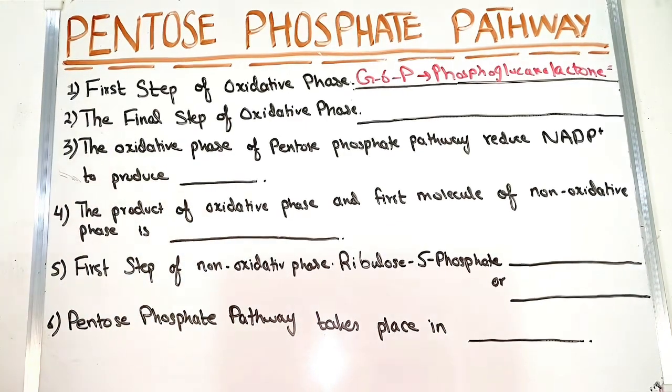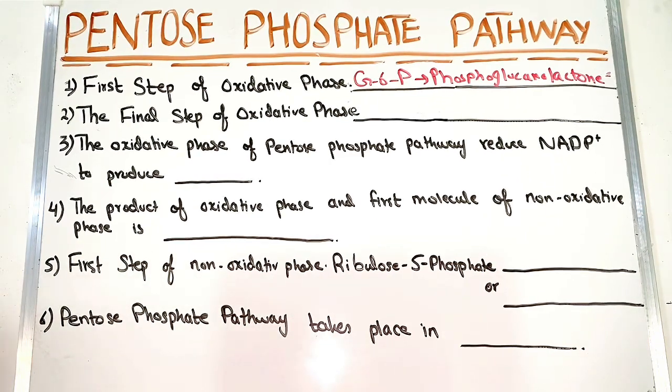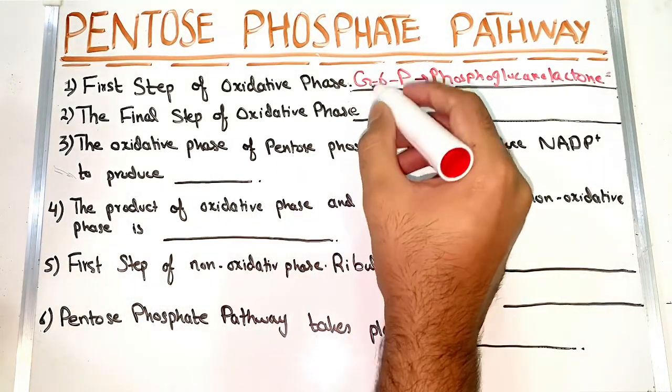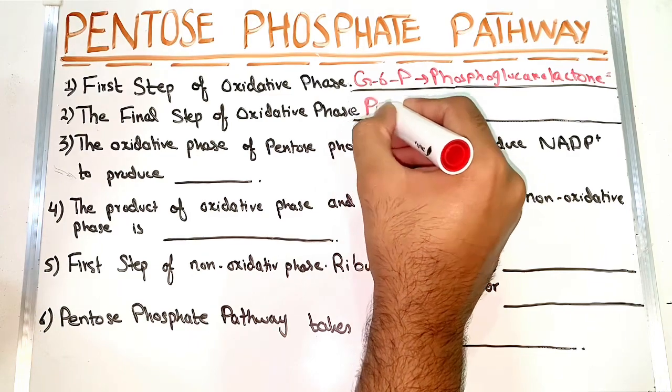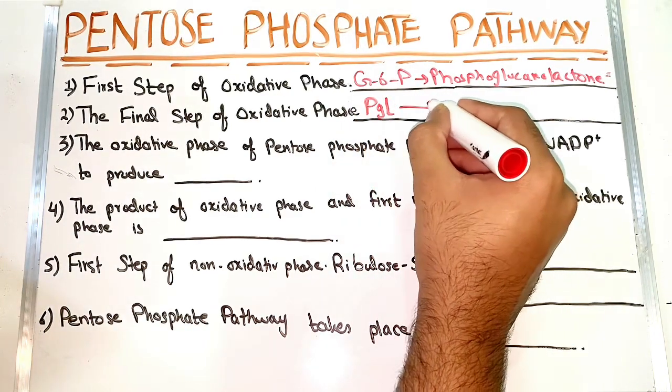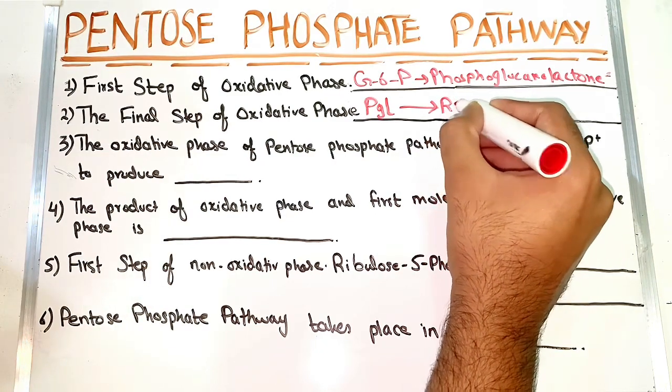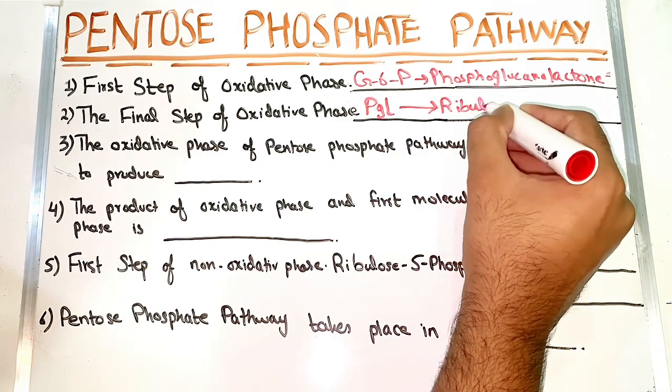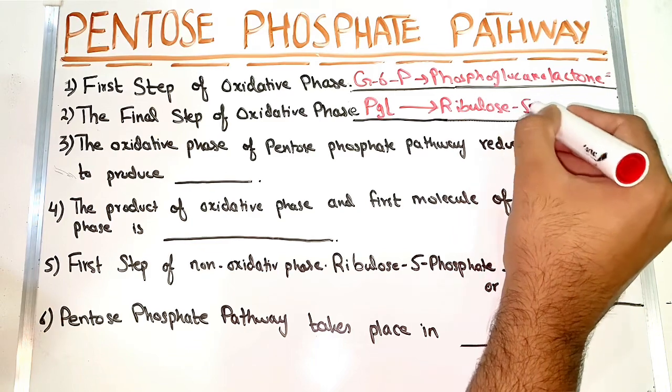Now let's move on to the second question, the final step of the oxidative phase. As we know, the oxidative phase only consists of two steps. The first step is glucose 6-phosphate is converted into phosphogluconolactone, and the second and last step is phosphogluconolactone is then converted into ribulose 5-phosphate, which also helps in nucleotide synthesis.